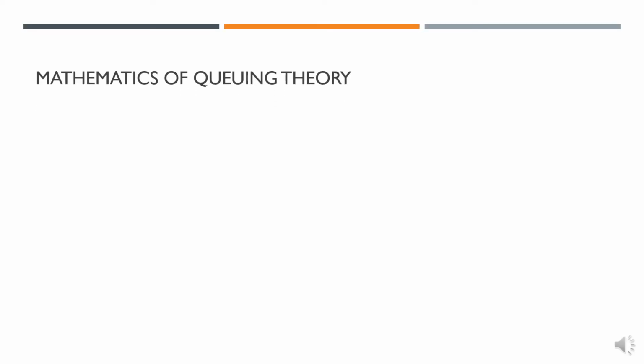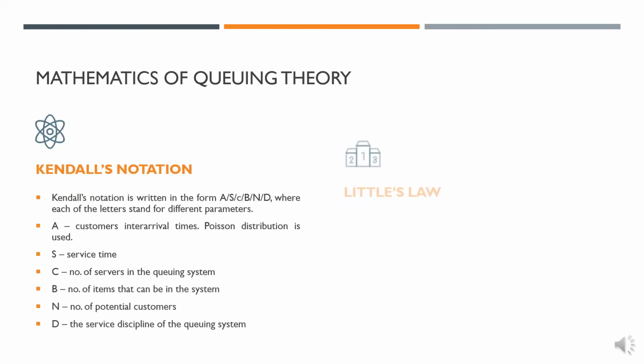If there are four characteristics in creating a queuing system, there are two mathematics of queuing theory, and these are Kendall's notation and Little's law. Kendall's notation is a shorthand notation that specifies the parameters of a basic queuing model. Kendall's notation is written in the form of A, S, C, B, N, and D, where each of the letters stands for different parameters.